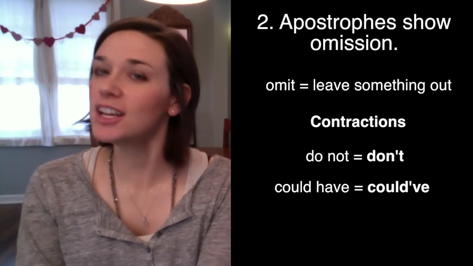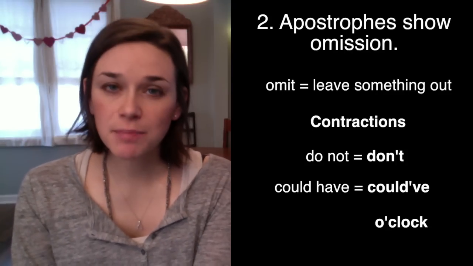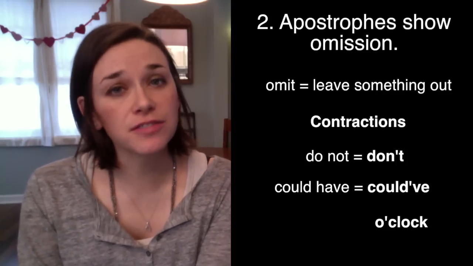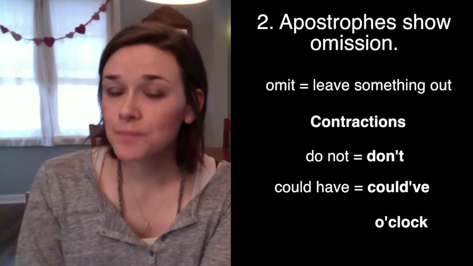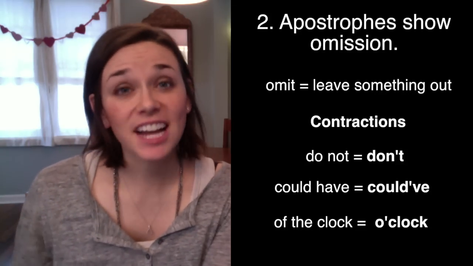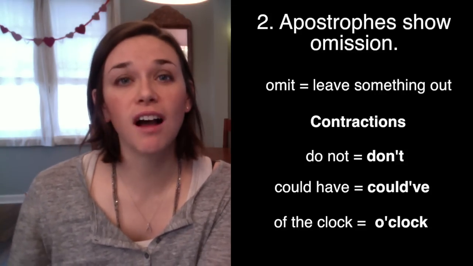Here's one you might not have thought about. O'clock is spelled with an apostrophe. There's an apostrophe after the letter O. That's because o'clock is actually a contraction for the words of the clock.